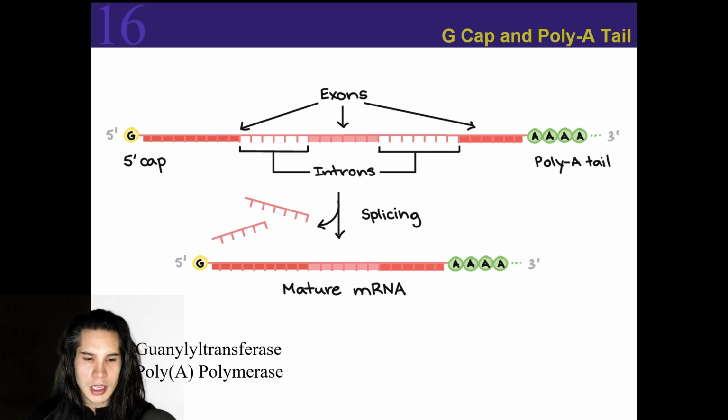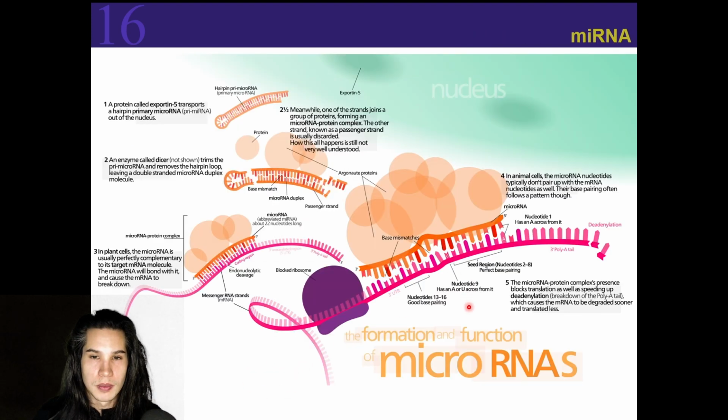These are the enzymes that actually catalyze the process of creating that 5' cap, that G-cap, and the poly A tail. Guanylyl transferase, so it ends in -ase, it's an enzyme. Poly A polymerase, you're making a polymer of A, right? You're making a poly A tail, and it's an -ase because it's an enzyme.